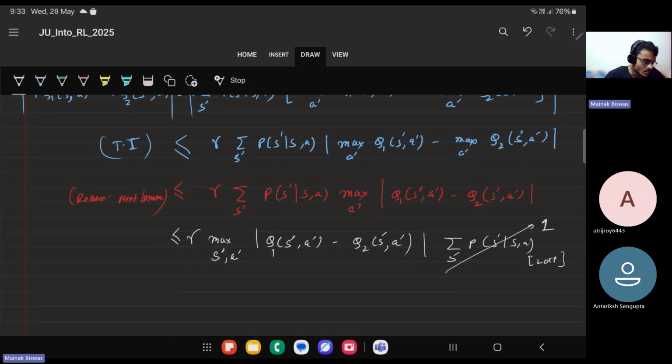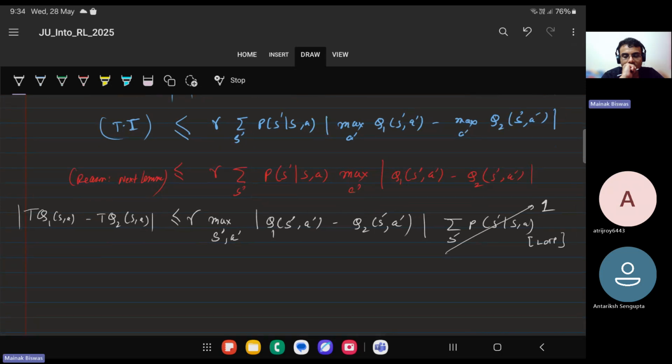That now I have this equation. I have this inequality for Q1 of (s, a). This is the inequality I have. So now I tell you, if I have this inequality, what can I do?